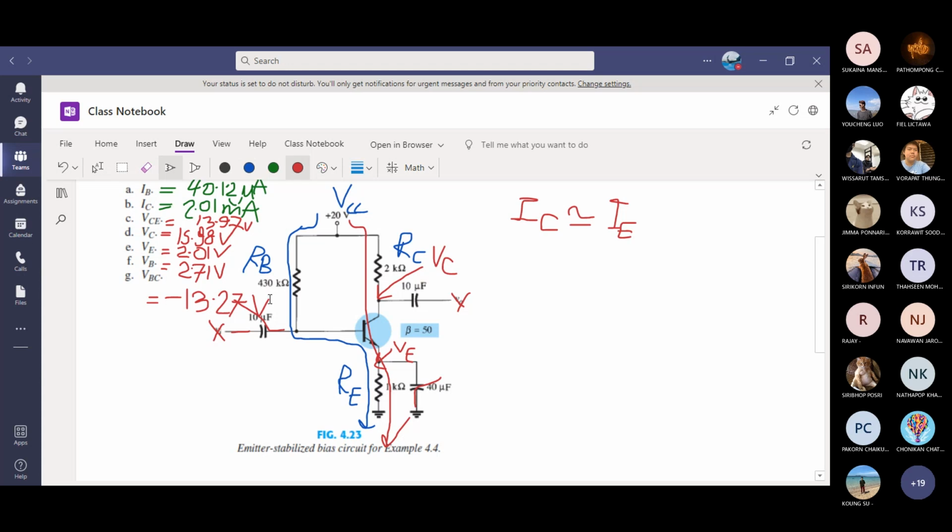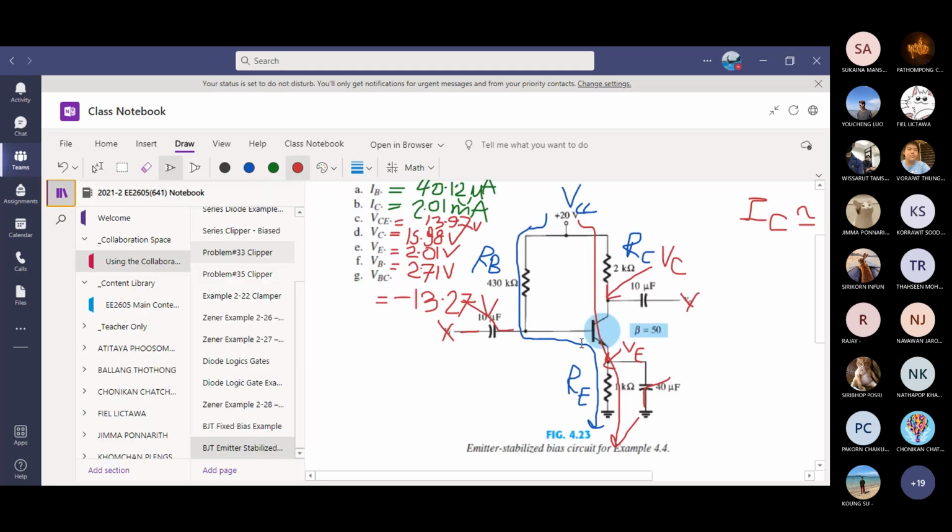In my previous class, I showed you examples of how, when the beta changes from 50 to 100, the output voltage VCE and IC will change. For the case of fixed bias, there is a lot of change when beta changes, but for emitter bias, there is change, but not as big as fixed bias. So the emitter stabilized is a bit more stable.